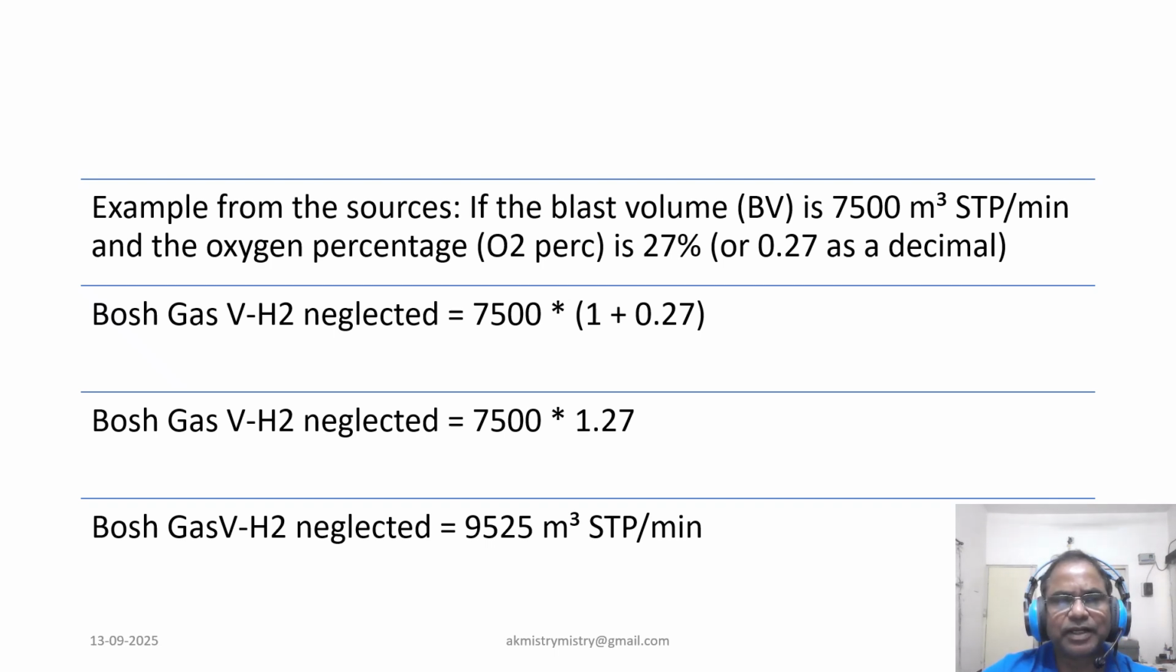So finally we can say that whatever the hot blast is, it is to be multiplied by 1 plus the total availability of oxygen, say 26%, 25%, or 24%. So 24 divided by 100 will give you 0.24, and 1.24 multiplied by hot blast volume will give you your Bosch gas volume. Similarly, if it is 26% oxygen, then 1.26 multiplied by your hot blast gives our Bosch gas volume.